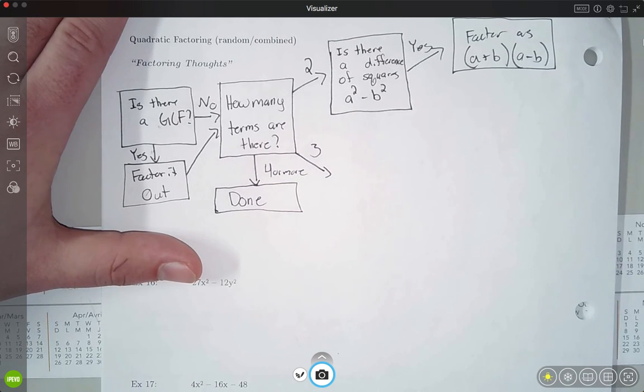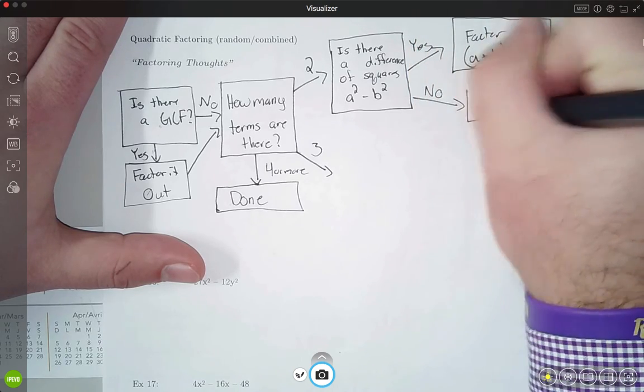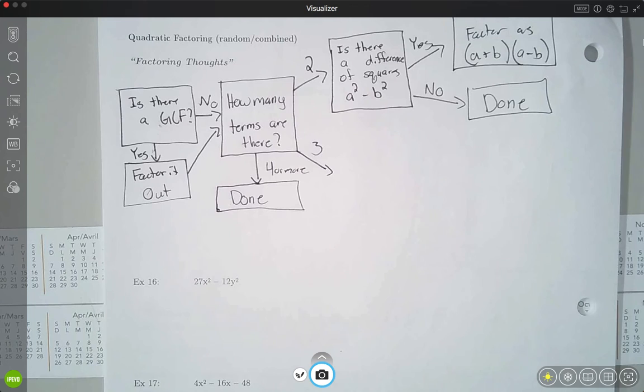If I answer no to it being difference of squares, then again, just like if it was 4 or more, I'm done. If I had a GCF that I've already pulled out at that point, great. If not, then I would say prime.